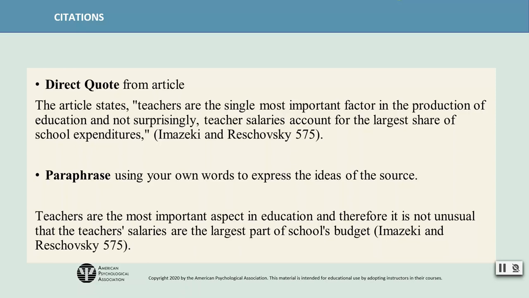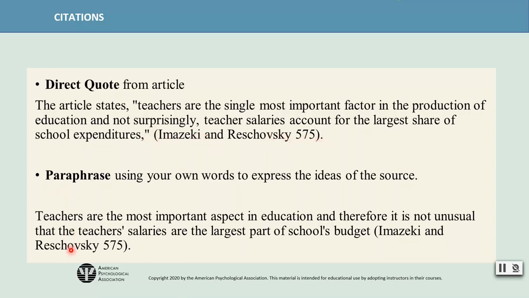Quotations, on the other hand, you use the exact words from your source and you place those words in quotation marks. So you can see those two examples here. A direct quote may be introduced by your first words of your sentence. Then as the direct quote begins, you have your quotation marks, and then the quotation marks end. And before you end your sentence, you place your in-text.